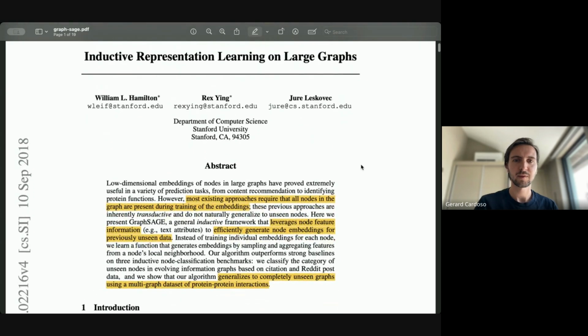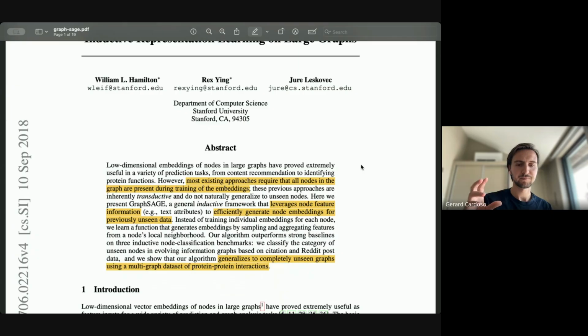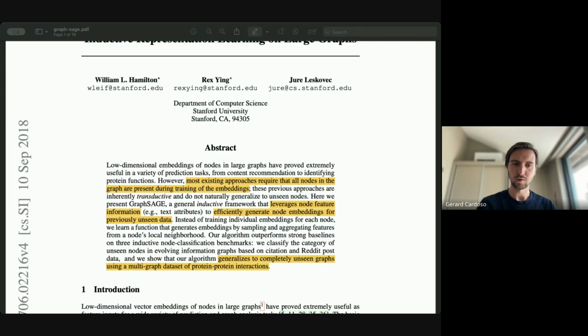But the insight, or the reason behind the paper, is that at the time in 2018, most approaches of learning embeddings in graphs to be able to do downstream applications like node classification or link classification were transductive, in the sense that what you typically do is you'd have a graph and you would learn representations of the nodes and links in that graph based on that static graph.